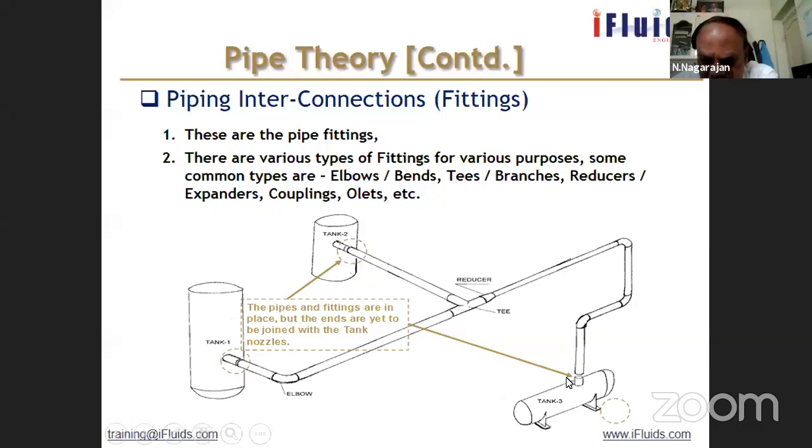But when it comes to the equipment, we put a flange and bolting with the gasket in between to prevent leakage. So flanges will come whenever there is a nozzle in the vessel and external piping is connected.